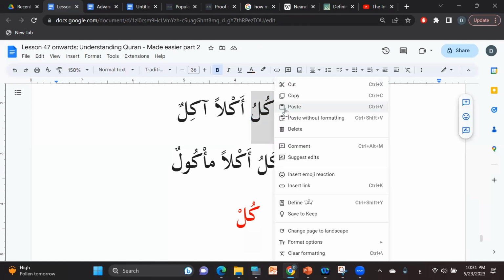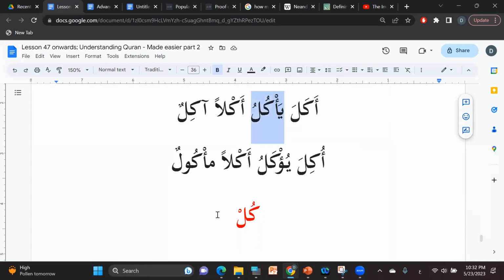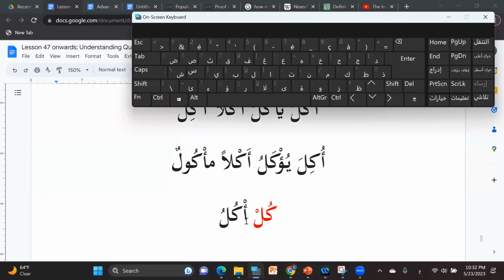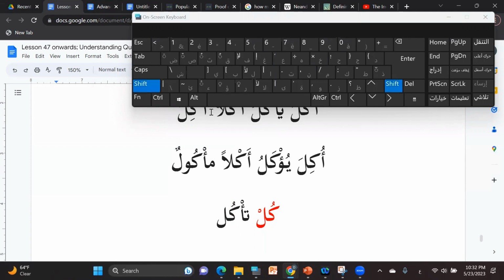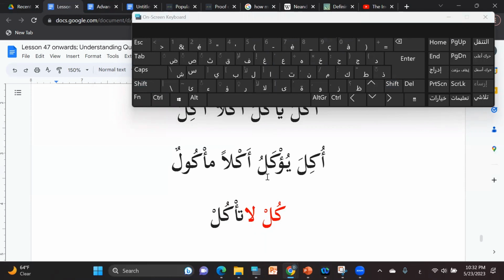Now, again, how do we make forbidding? Again, use the mudari form, anta form. Instead of ya, you put ta. And then make it the lightest. And then put la before it. Actually, this la should not be read. Okay. La ta'kul.